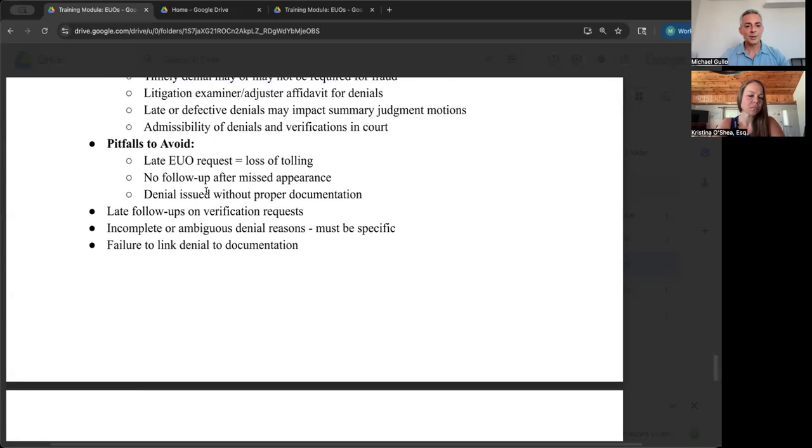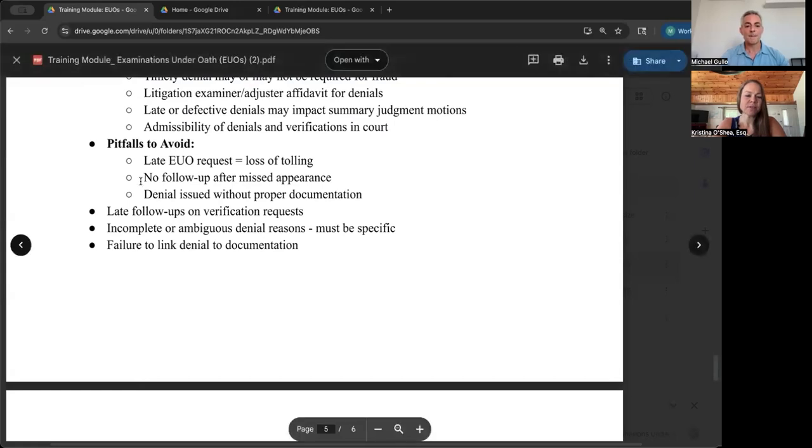Some of the pitfalls to avoid, I mean, Christine, I know you deal with this a lot, especially in arbitrations with the time frames. Not sending it out within 15 days of the receipt of the bill. Right. And those things, again, we are available for those case-specific questions.